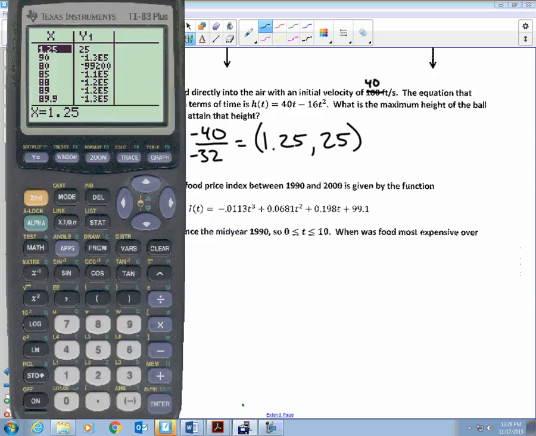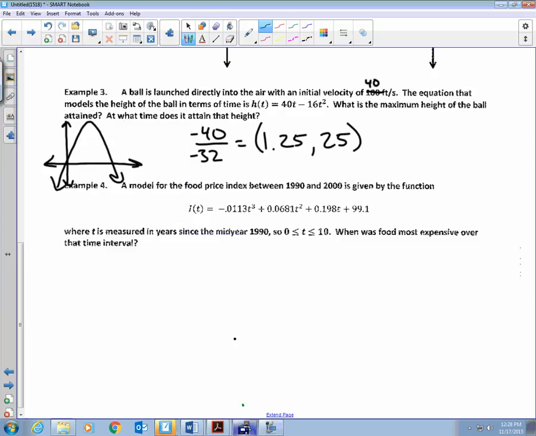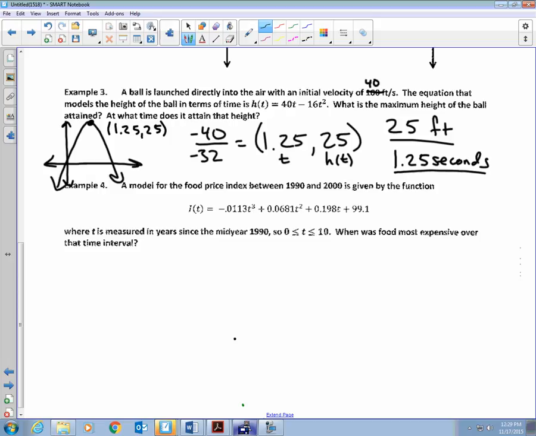Okay? So let's make sense of it. What's my answer? If this is h of t, the y value is the height, and the x value is the time. So what is the maximum height? 25 feet. At what time does the ball attain that height? 1.25 seconds. So that coordinate right there was 1.25, 25. Make sense?